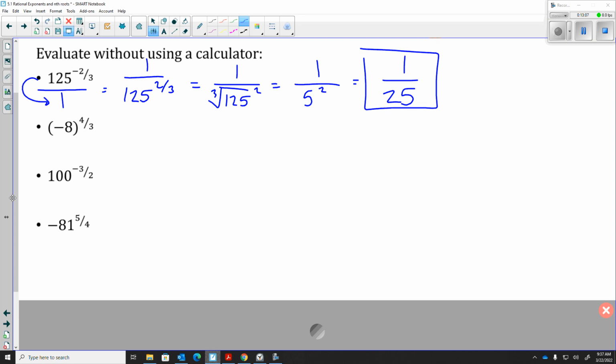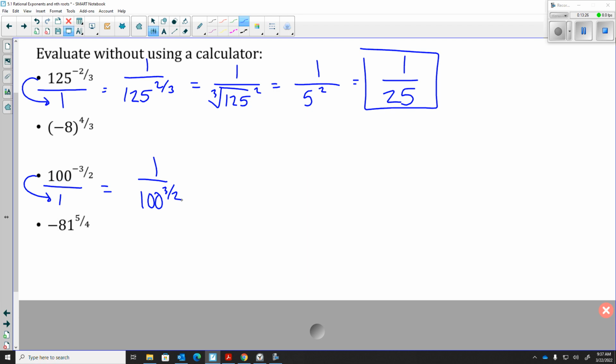I'm looking at this saying, what's the first thing that you might think to do? Maybe flip it. Why would you flip it? Because it's a negative exponent. We don't like negative exponents. So it's 1 over 100 to the 3/2 power.